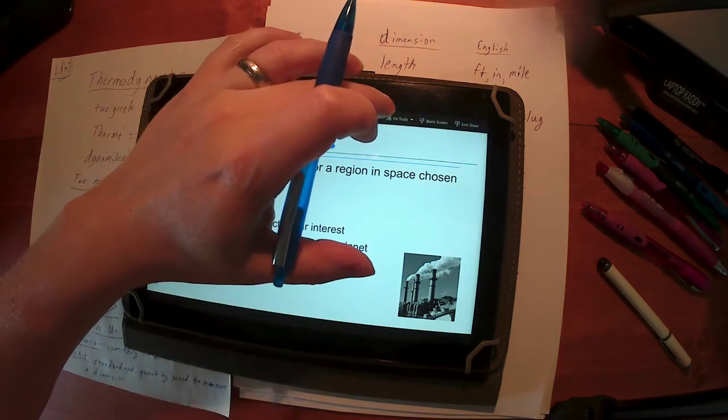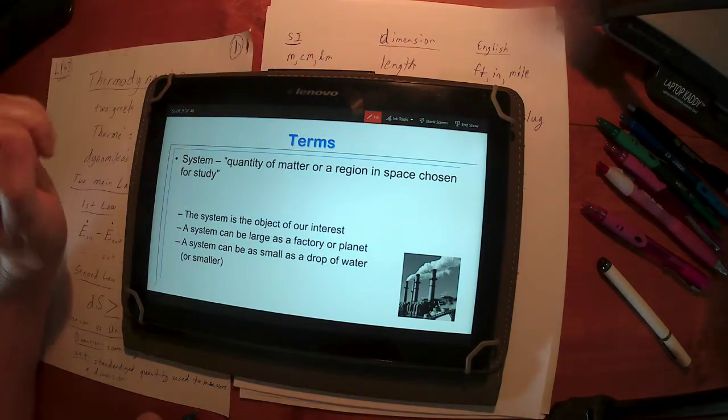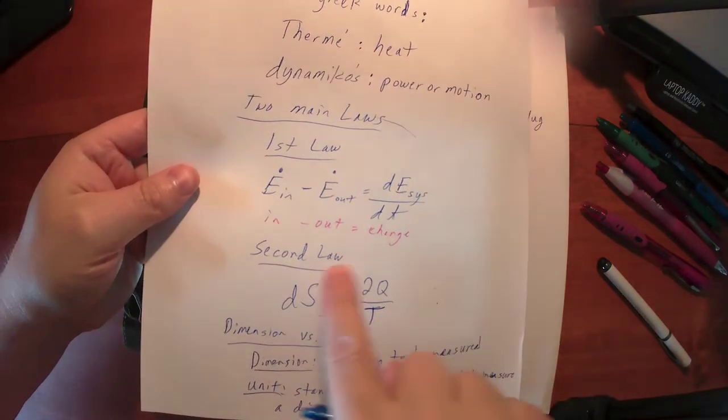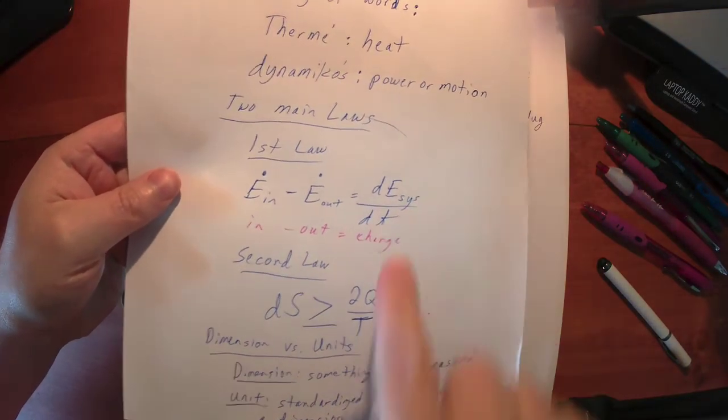Terms we absolutely have to talk about to talk intelligibly about anything in this course. The first one is the system. Remember back here when I said the first law refers to a system, and the second law also refers to a system. The first law refers to a system: change in energy of the system with respect to time.